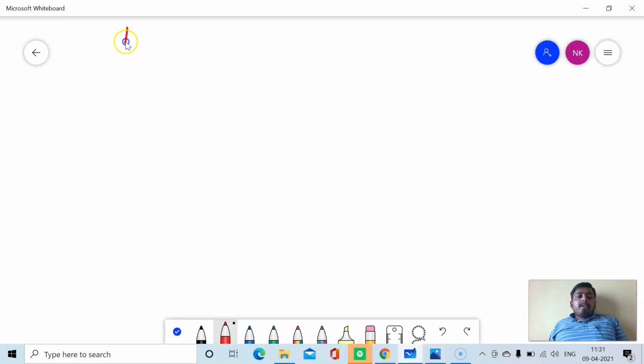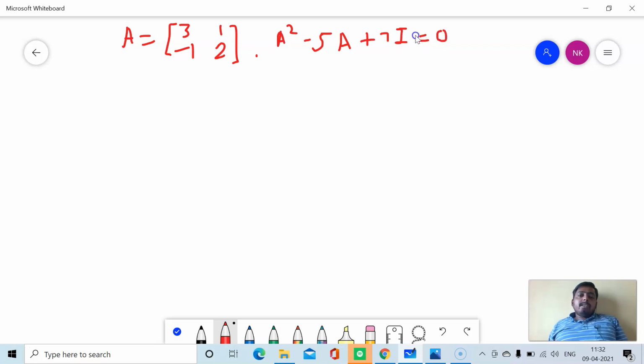So we will first note down the matrix A: 3, 1, minus 1 and 2. And we have to show that A square minus 5A plus 7I, where I means unit matrix, is equal to 0. Now the first component is A square.